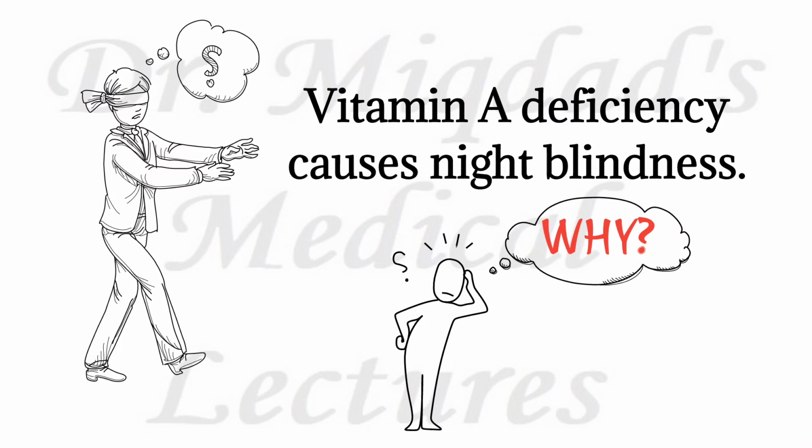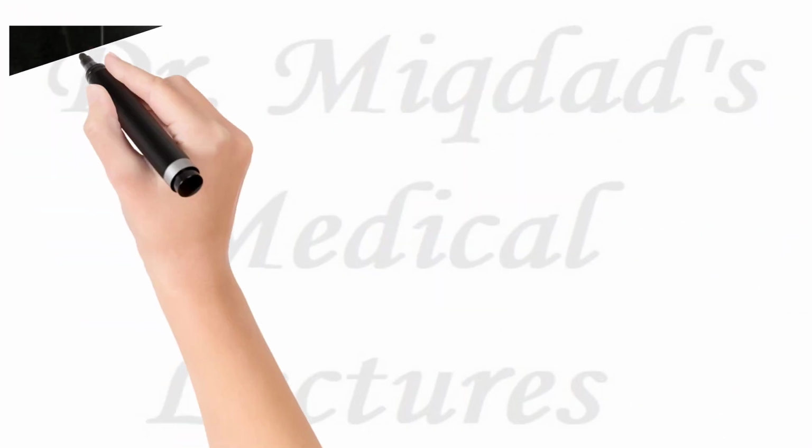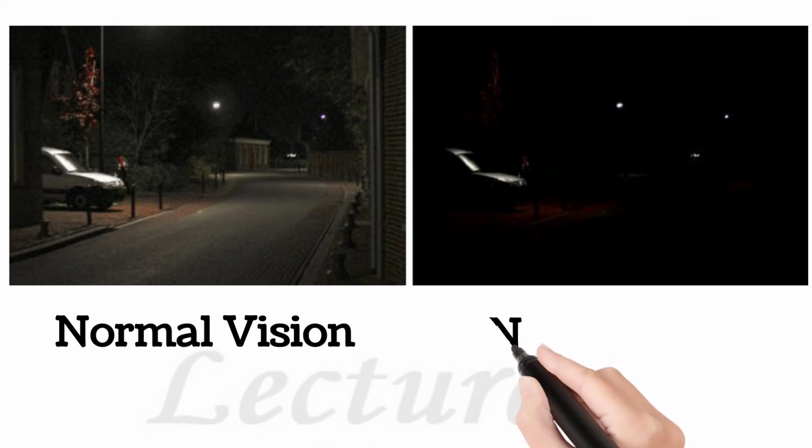The treatment of vitamin A deficiency is simple. We just need to give vitamin A supplements. But treatment with vitamin A can restore retinal function only if given before the receptors are destroyed. Now these two images show a comparison between normal vision and the vision of a night blind person.